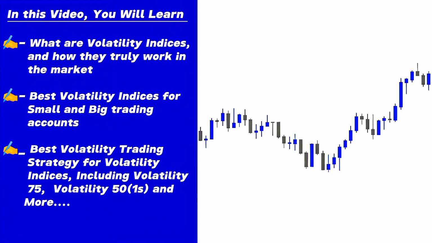And the second one is the best volatility indices for small and big trading accounts. You will know the volatility indices you can use for your small account and the one you can use for your big account. They are very, very different.